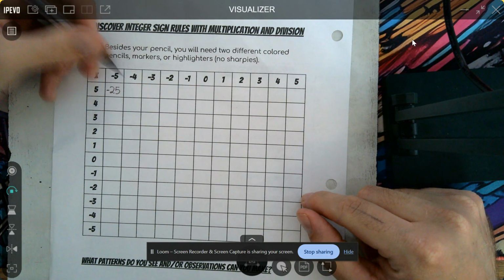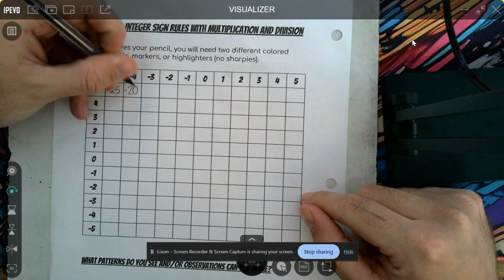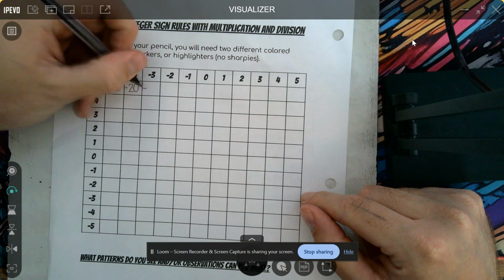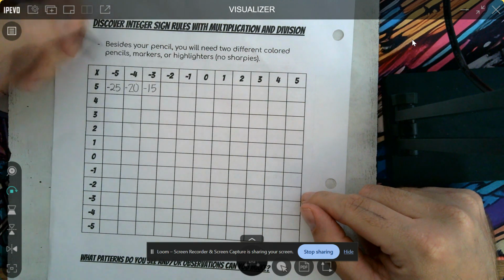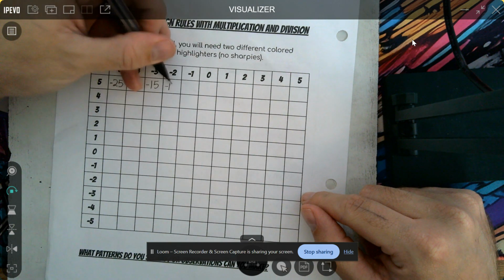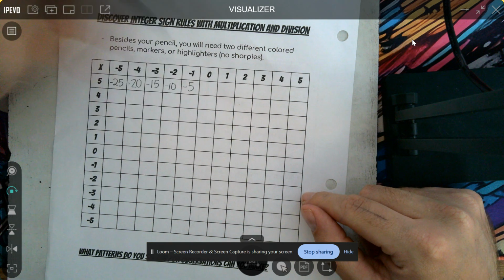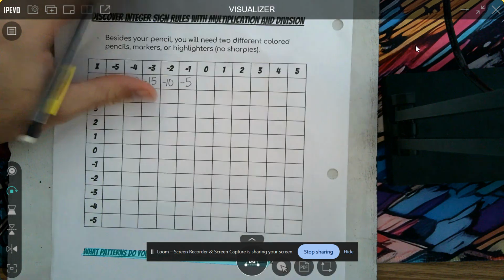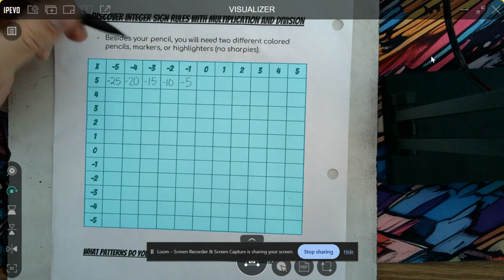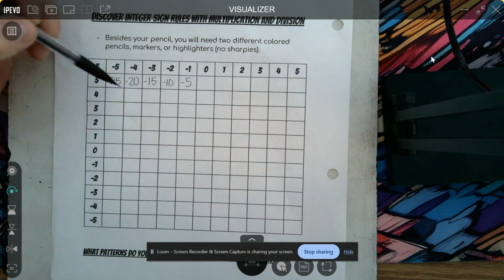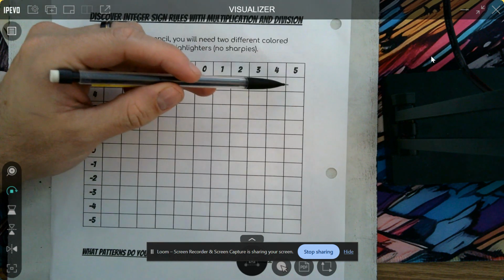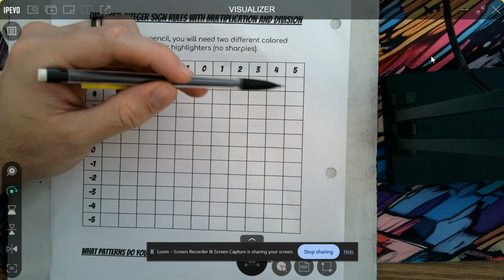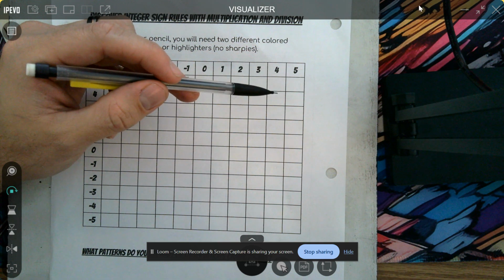5 times negative 4 is negative 20. 5 times negative 3 is negative 15. 5 times negative 2, negative 10. And 5 times negative 1 is negative 5. I'm going to pause the video and see if you can fill in the right side of this table, the right side of this line here. Okay, go ahead and do that now.